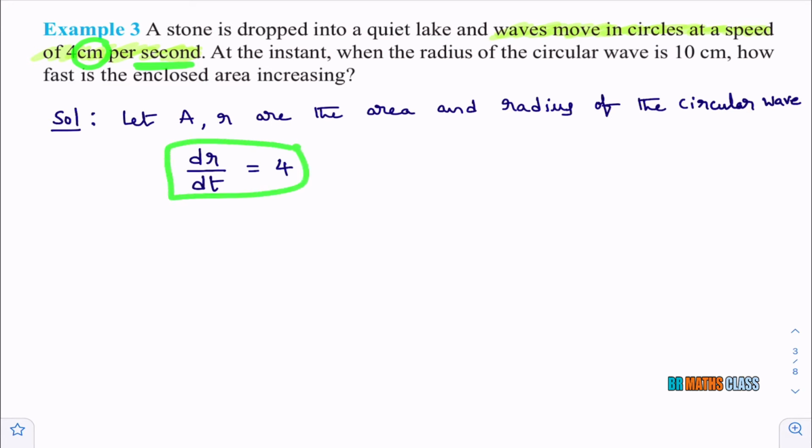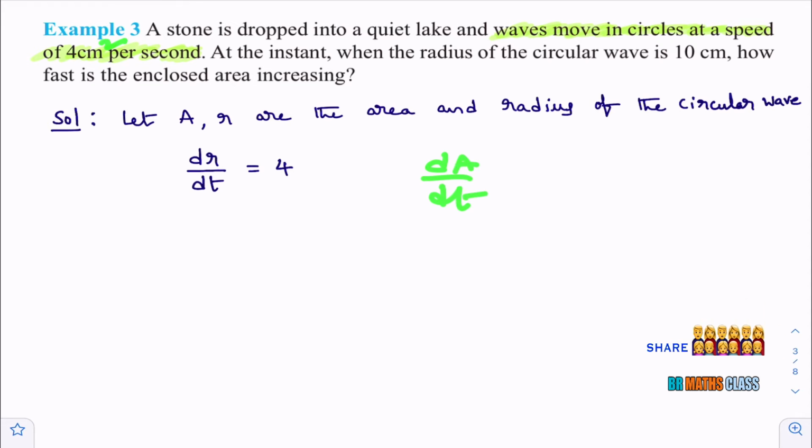How will you come to know that this is dr by dt? This is centimeter per second, that means rate of change of radius only. If they given centimeter square per second, then that is dA by dt. I hope you are understanding.